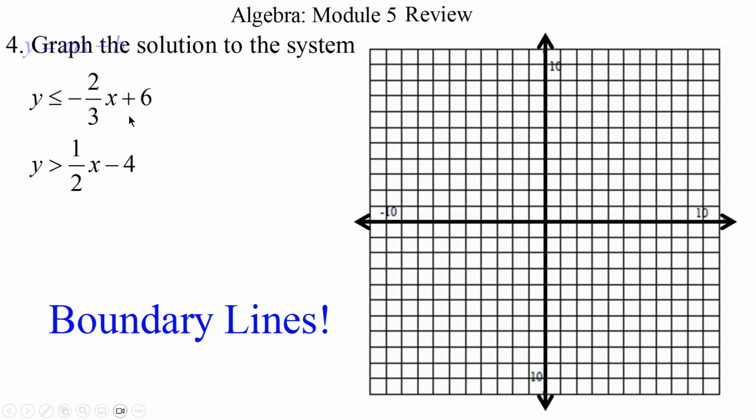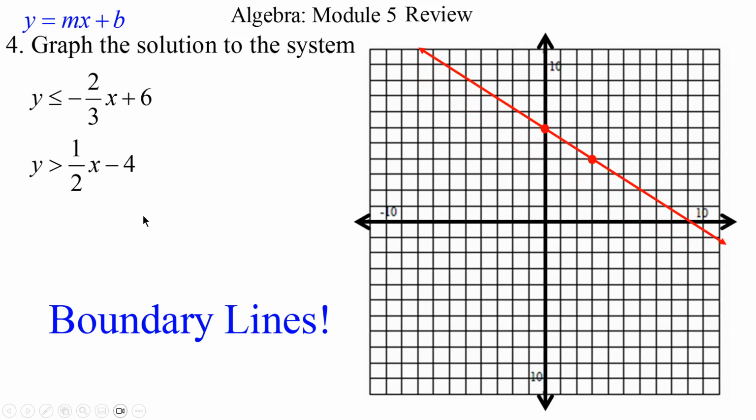And these are slope-intercept, so this will be easy. The y-intercept of the first inequality is a 6. 1, 2, 3, 4, 5, 6. And the slope is -2/3. So let's drop 2 and run 1, 2, 3. And then I'm going to get my ruler out. And I see the equals. I'm going to draw a solid line through those 2 points.